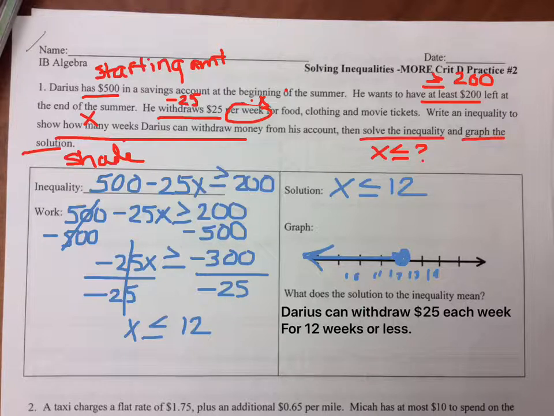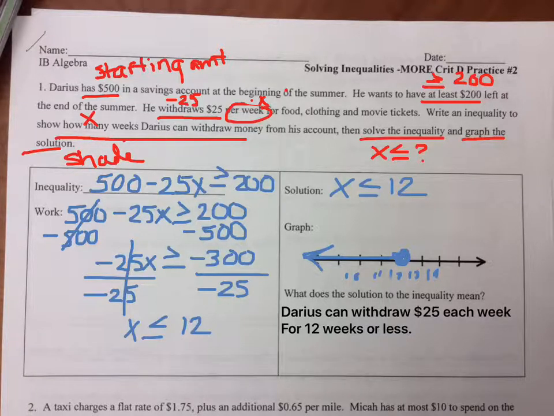So the reason why you hear "or less" is because we need to account for the fact that it's less than or equal to 12. We don't want to say he can do it for exactly 12 weeks. If he does it for exactly 12 weeks, he'll have exactly $200 left. But maybe he might want to not have $200 left. Maybe he wants to have a little bit more than that. So he might think, all right, I can do it for 12 weeks, but maybe I don't really need to do it every week, so I'll do it less. Maybe I'll only do it 8 weeks. That way I'll have a little bit more left in my account.